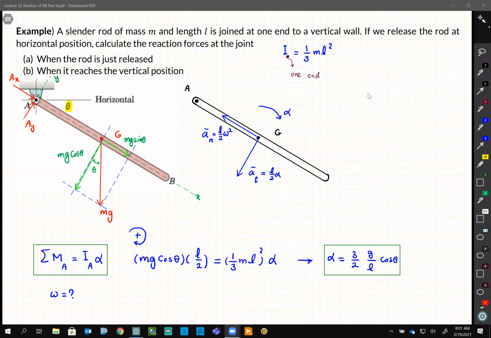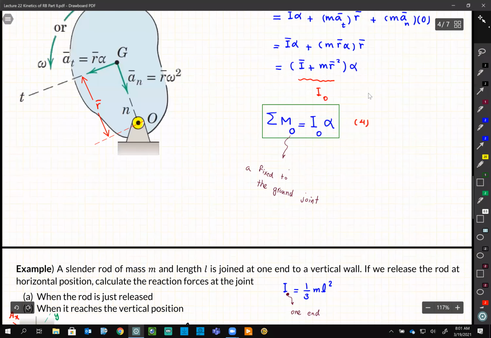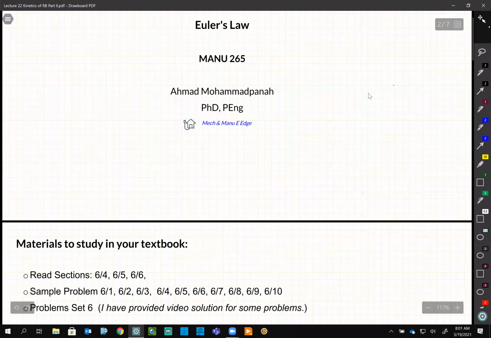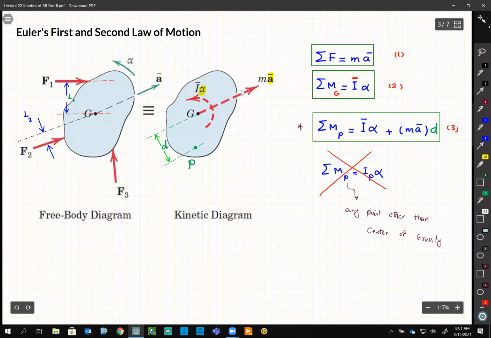Just to refresh your mind, let's move back a few slides. This is from lecture 22. This is where we started talking about kinetics of rigid bodies. And we said for rigid bodies, instead of Newton's law, which is for particles, we will use Euler's law. And Euler's laws are very similar to Newton's law. The first law is telling us that the sum of all the forces is equal to m a bar. A bar here is the acceleration of the center of mass, center of gravity.